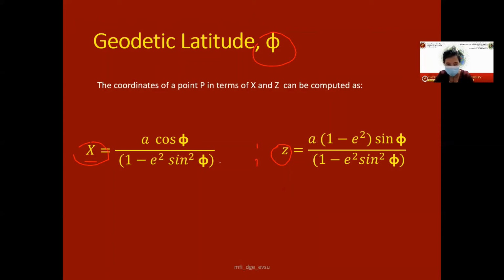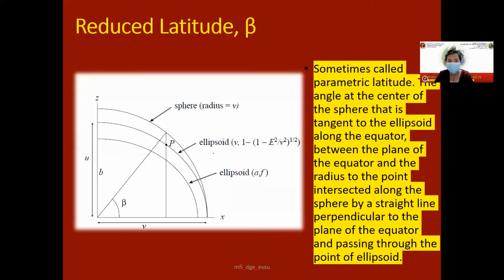Okay? Now let's move to the last one. We have the reduced latitude. The reduced latitude is a bit complex, but let's go through the definition step by step. From the definition, this is sometimes called the parametric latitude. So how is the reduced latitude computed? This is the angle. Let's start with the angle at the center of the sphere.